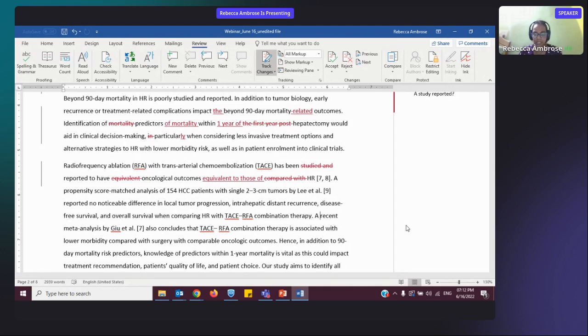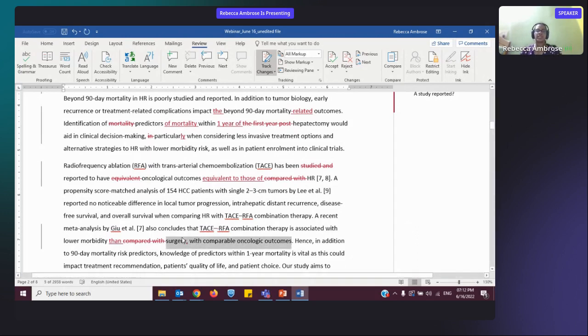A recent meta-analysis by these authors also concludes that, I can see an extra space over here, that this combination therapy is associated with lower morbidity compared with surgery. Now, because you've said lower, lower is the second degree of comparison. So you have three degrees of comparison: low, lower, lowest. When you have the second degree of comparison being used, the term that is used to compare is than. So it's associated with lower morbidity than surgery with comparable oncological outcomes.